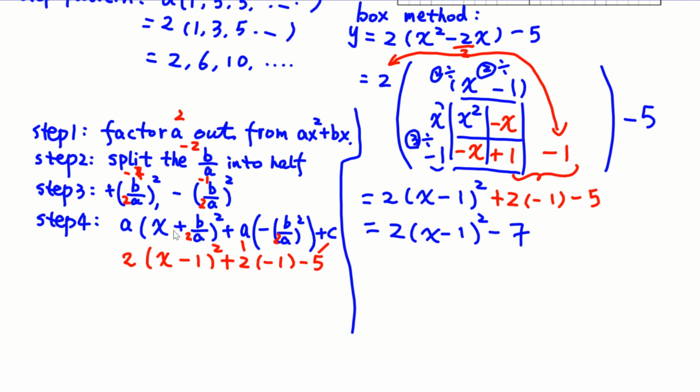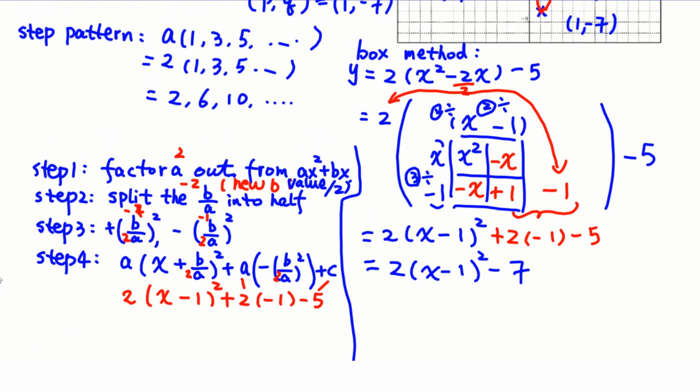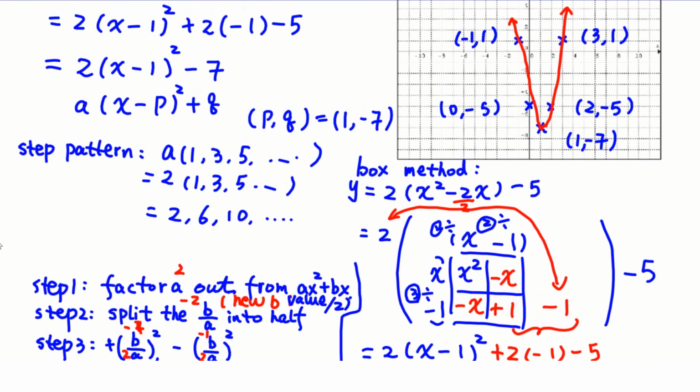So that is the steps. So split whatever is in the bracket, the new b value, divided by 2. Okay, so this is completing the square. So practice, and there are 2 methods, you can pick whichever one you like.